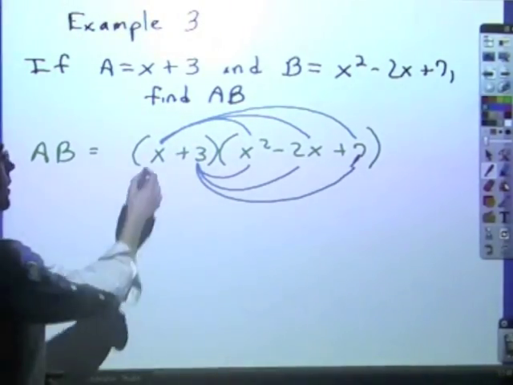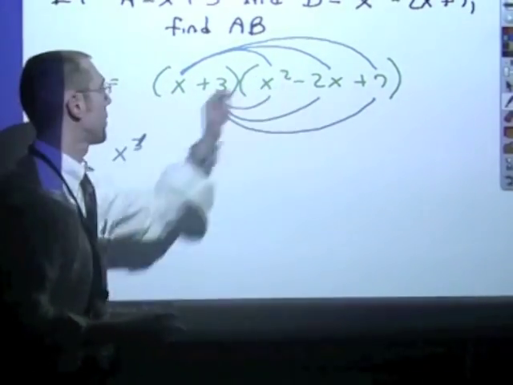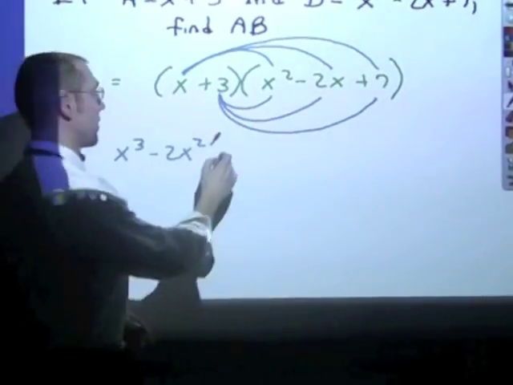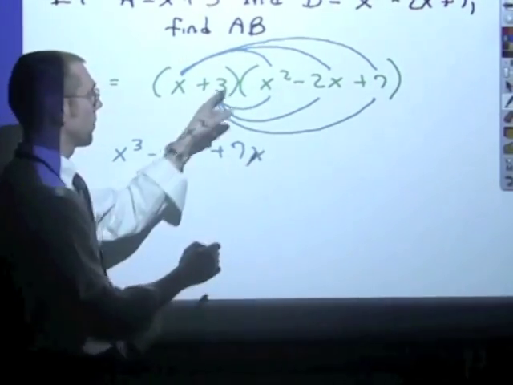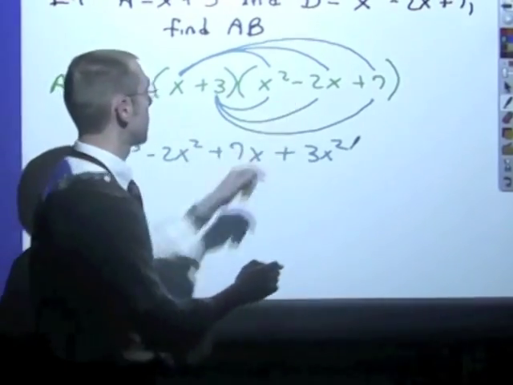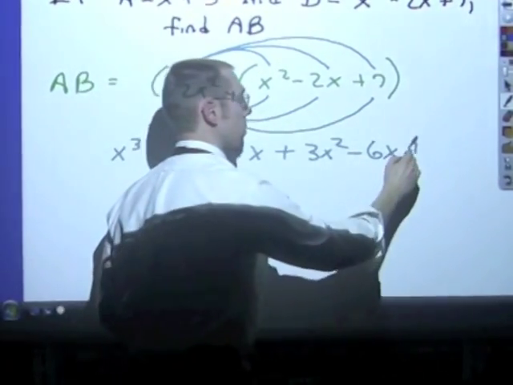So, I'm going to take x times x squared and get x to the third. I'm going to take x times negative 2x, get negative 2x squared. x times 7 is 7x. 3 times x squared is 3x squared. 3 times negative 2x is negative 6x. And I have 3 times 7, which is 21.